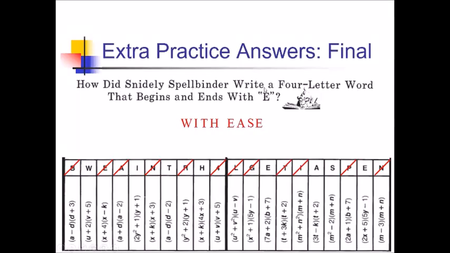How did Snidely Spellbinder write a four-letter word that begins and ends with E? With ease. Get it? Because E begins and ends with an E, and it was easy for him to do, I guess. I don't know.